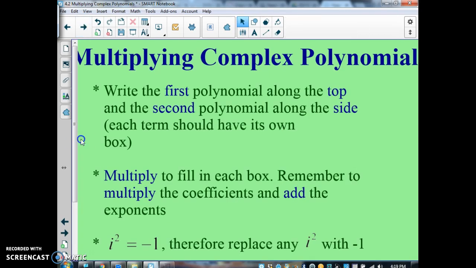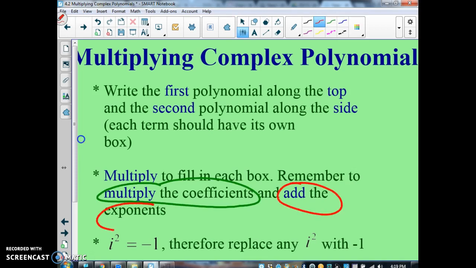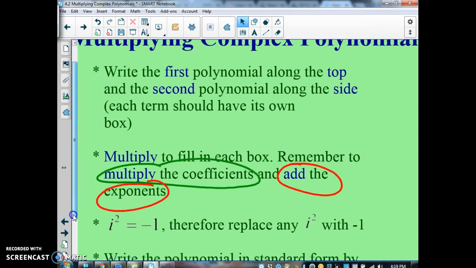To do this lesson, we're going to start by multiplying complex polynomials, and it's going to be very similar to what we've done before. We write the first polynomial along the top, the second polynomial along the side of our multiplication Punnett square. We multiply to fill in each box. We remember to multiply the coefficients and then add the exponents.